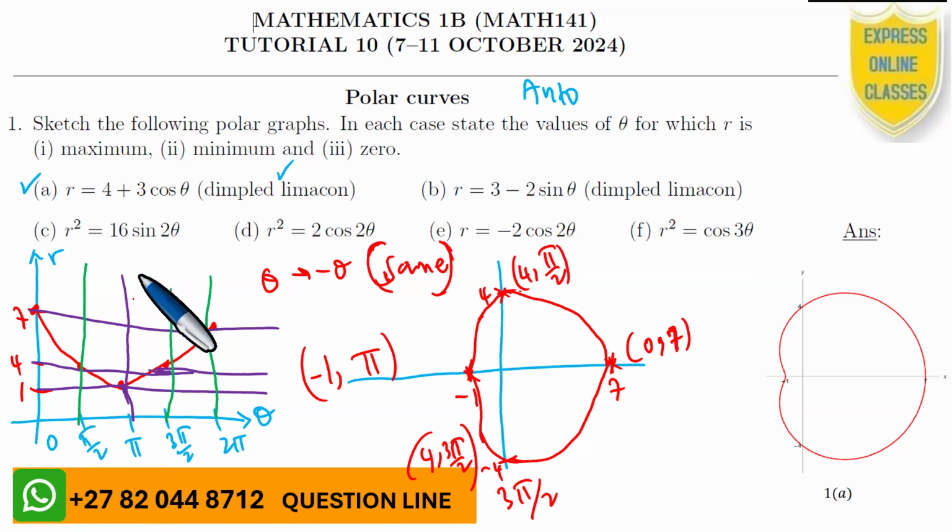And you can see also symmetry about pi here. Whatever you have on the left of pi is the same as what you have on the right of pi. Let's move on to the next graph.